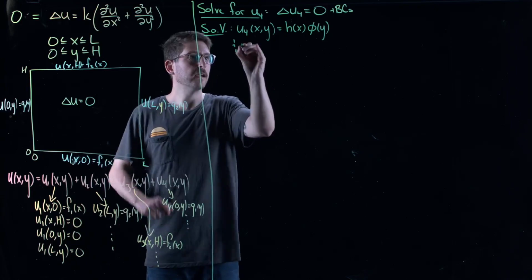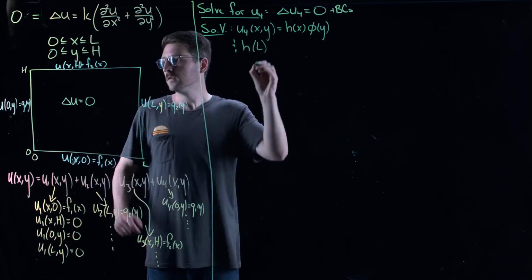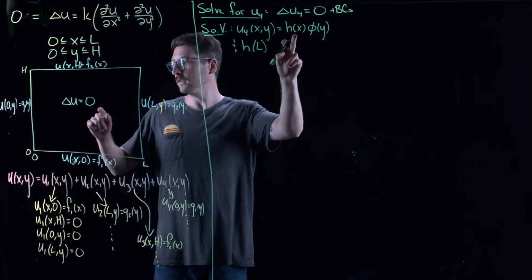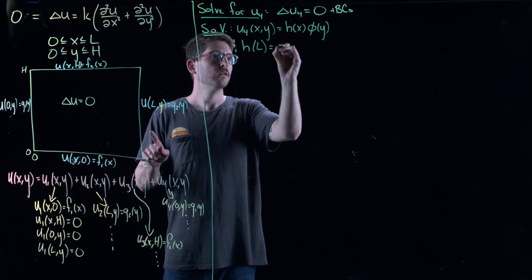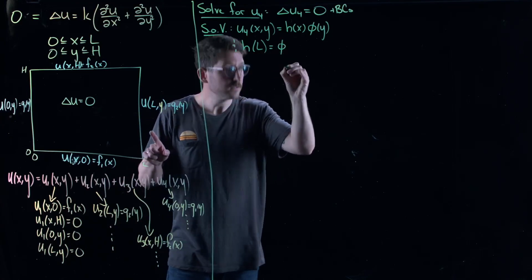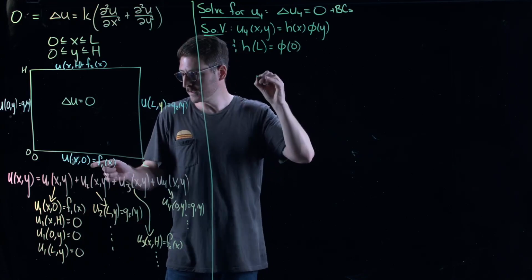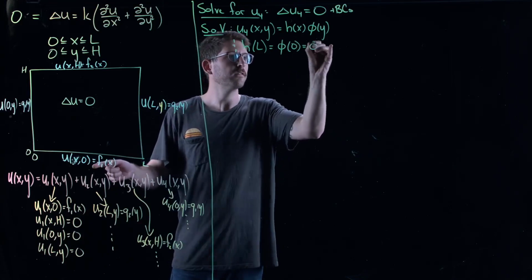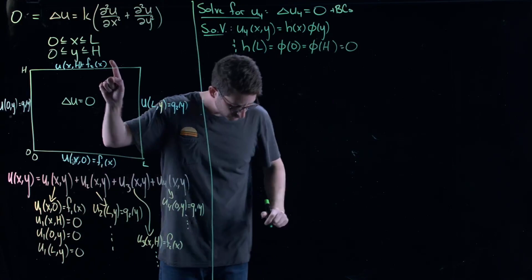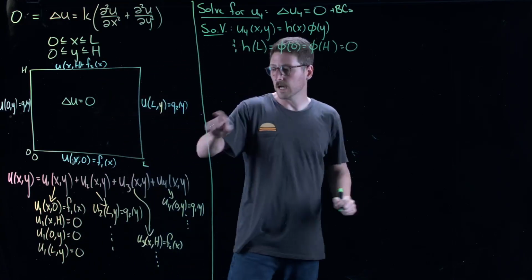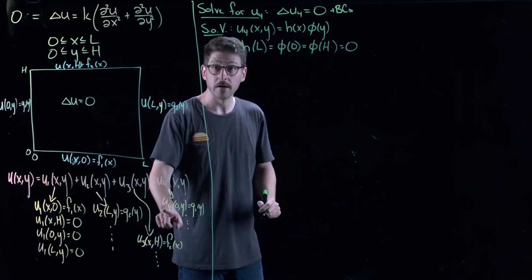And here's what my boundary conditions look like. Well, h of L, that's this one, is 0. Phi of 0, which is this one, and phi of h, which is this one, these are all 0. And then we've also got the last boundary condition that we will have to impose at the end.